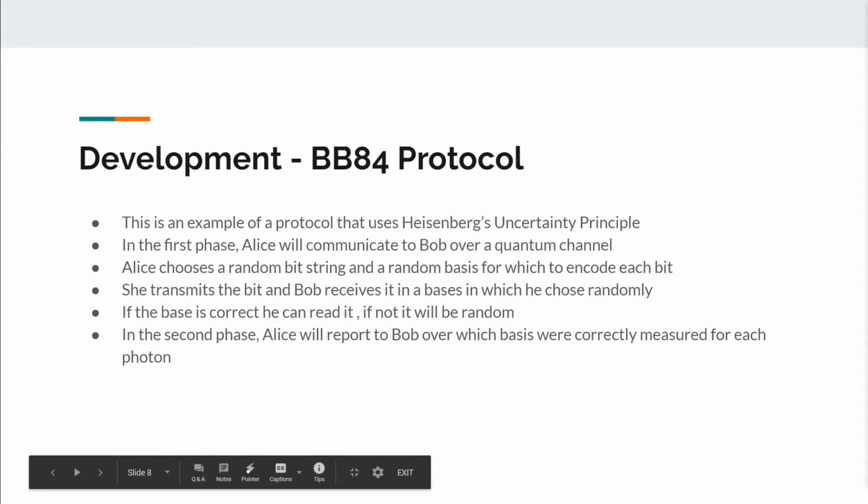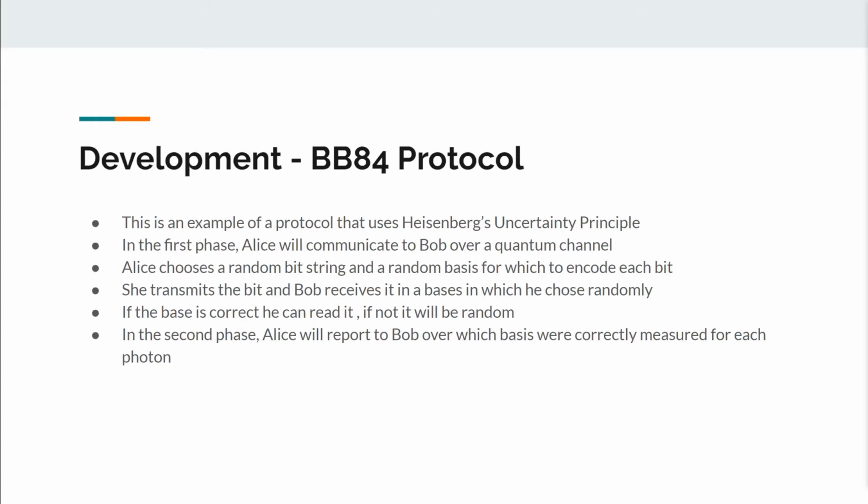Hey everyone, my name is Tejas, and I'll be going over the development topic of our project, which is quantum key distribution. So the BB84 protocol is one of the more simple protocols for quantum key distribution that utilizes Heisenberg's uncertainty principle.